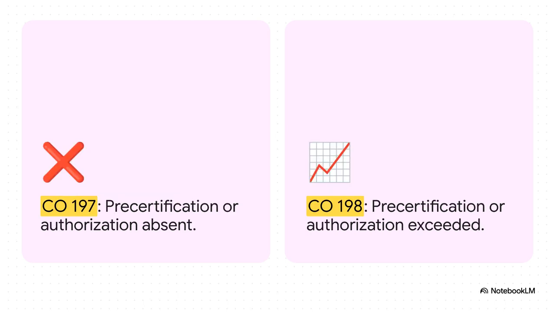And this brilliantly illustrates the difference between the two main denial codes. When a payer denies a claim for an authorization issue, you're typically going to see one of two claim adjustment reason codes on your remit. CO197 means the pre-certification or authorization is completely absent. The payer literally has no record of it whatsoever. But CO198 means an authorization was actually obtained, but the services billed exceeded what was approved. Like, maybe the provider billed for more units or dates of service than the payer originally greenlit.